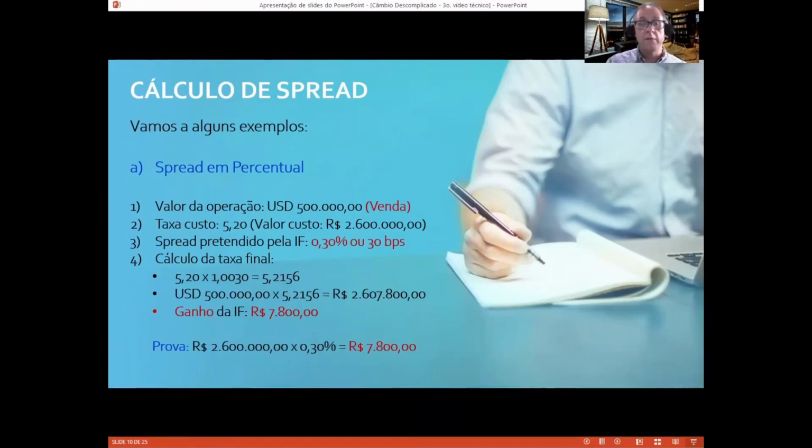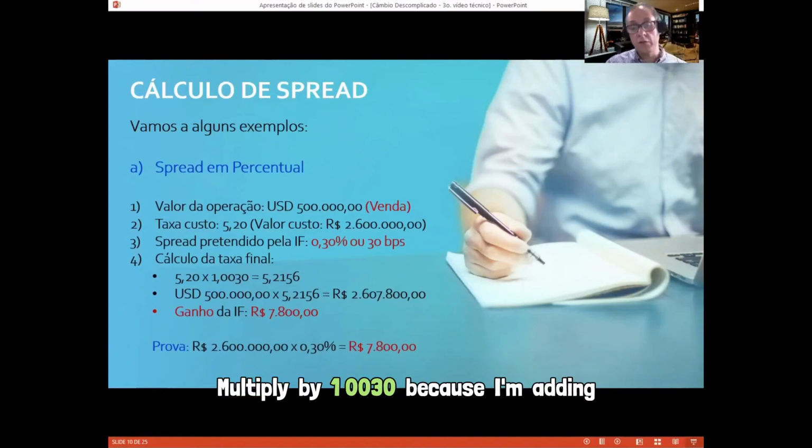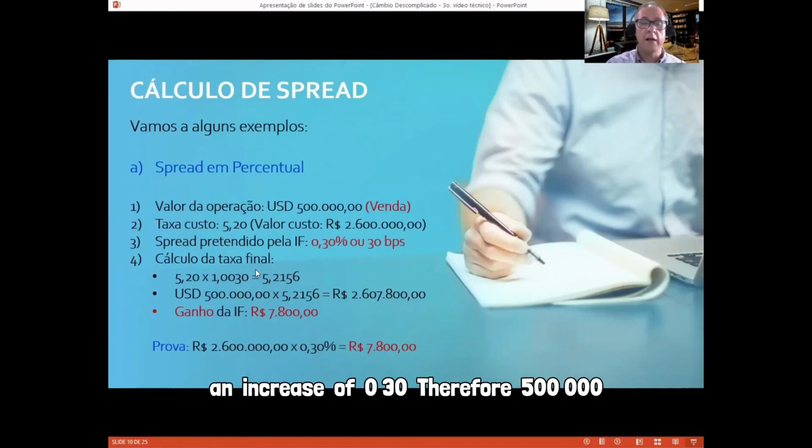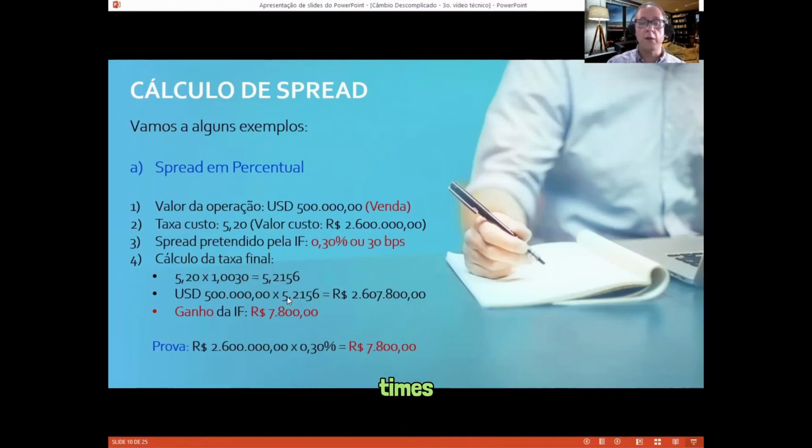Calculation of the final rate. You take the 5.20, multiply by 1.0030 because I'm adding the 30 basis points, and you get the final rate of 5.2156. This rate is the rate for the client, not this one. This is the cost rate. The rate for the client has an increase of 0.30%. Therefore, $500,000 times 5.2156 equals 2,607,800.